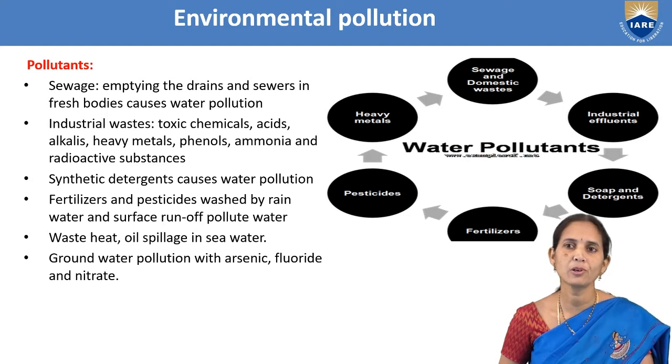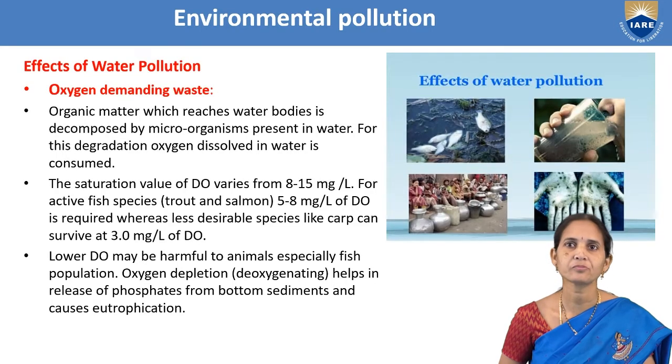And groundwater is polluted here, groundwater pollution with arsenic, fluoride and nitrate. With these chemicals present underground, groundwater is also polluted. So these are water pollutants. In the diagram we can see sewage and domestic waste, industrial effluents, soap and detergents, fertilizers, pesticides and heavy metals.